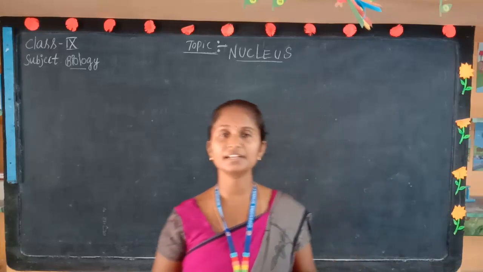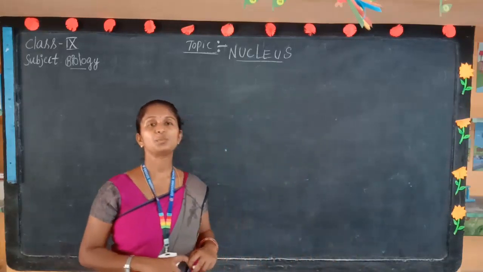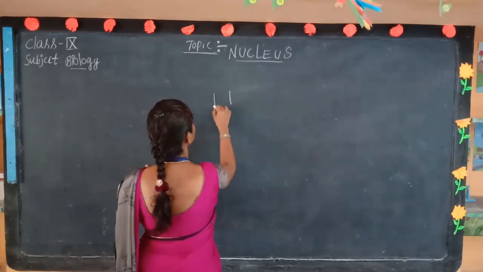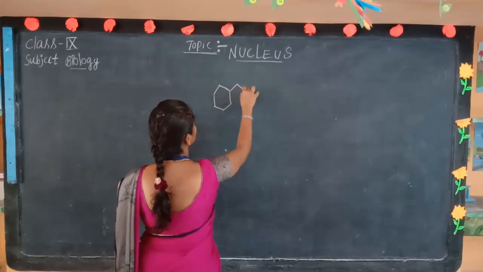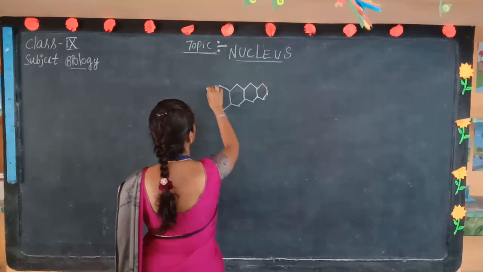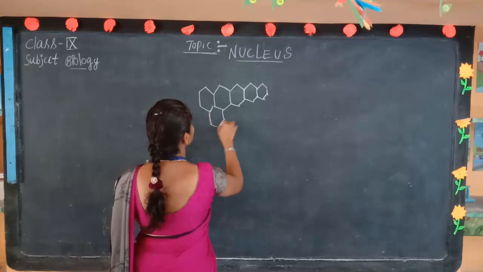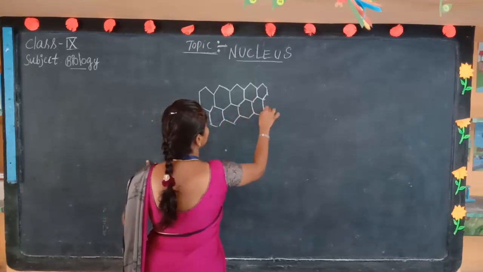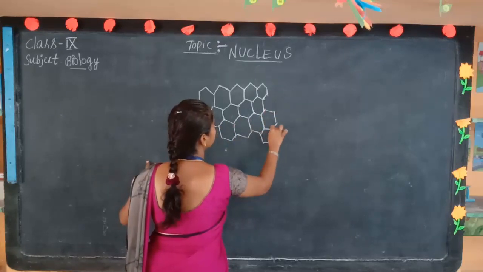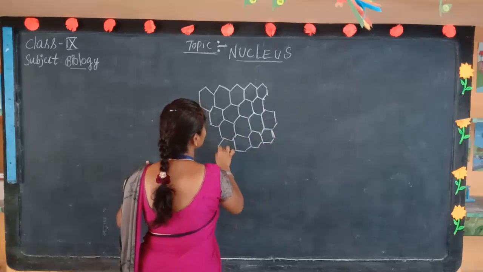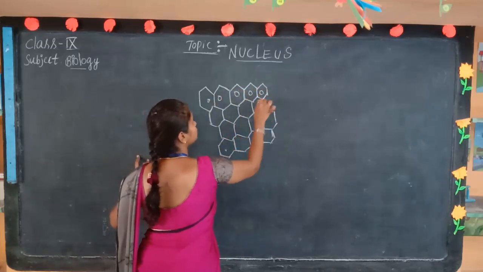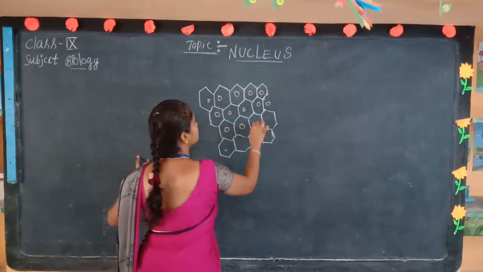In the last class, when we observed the cell wall of the onion, we observed a honeycomb-like structure. Yes or not? This honeycomb structure we observed with the help of a dye, and the dye is nothing but iodine solution.